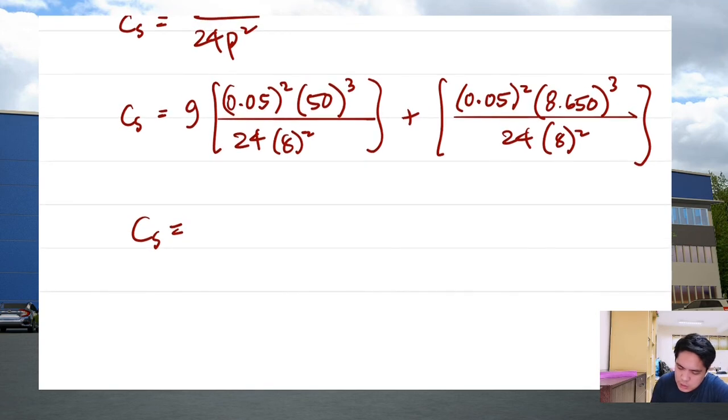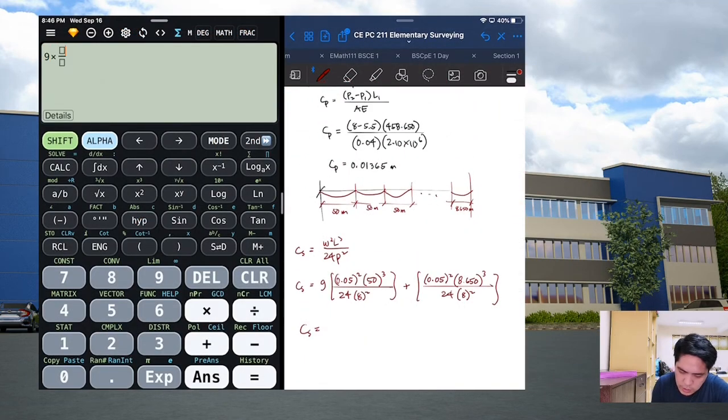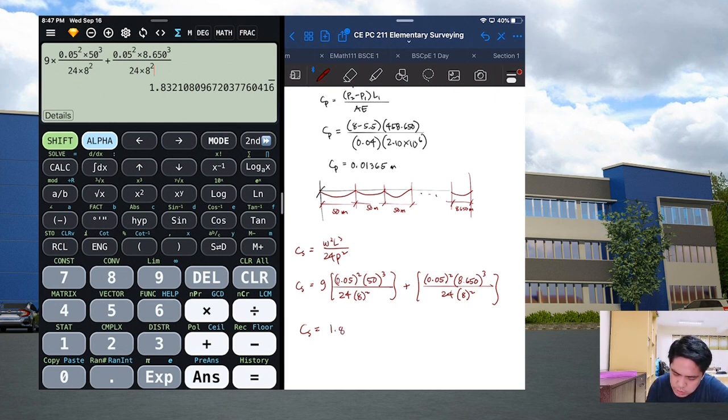So gamit tayo ng calculator. That would be 9 times 0.05 squared times 50 cube divided by 24 times 8 squared plus ito 0.05 squared times 8.650 cube divided by 24 times 8 squared. Pwede may factor out na lang. So that's it. So the correction due to sag is 1.83211. Sobrang laki, no? Tungod sa mga sag. That's in meters. Okay.